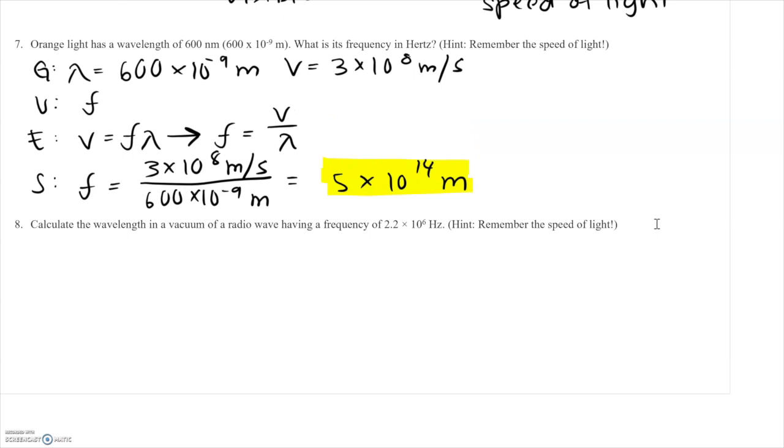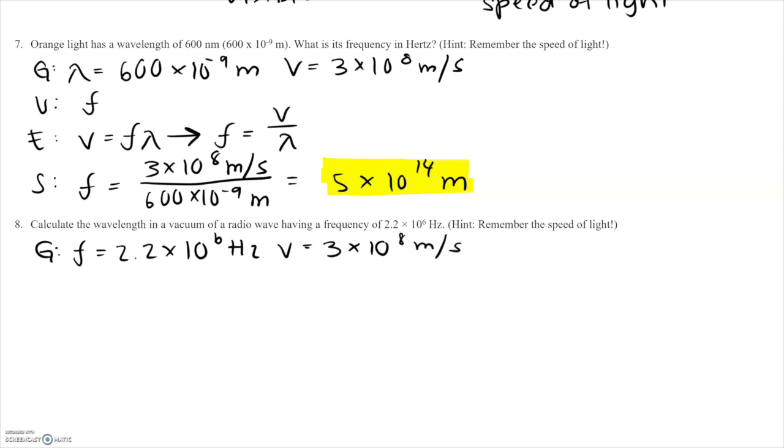And finally, we have number 8. Calculate the wavelength in a vacuum of a radio wave having a frequency of 2.2 times 10 to the 6 hertz. Remember the speed of light. So let's again start with our givens. We are given the frequency, which is 2.2 times 10 to the 6 hertz. We also know that the speed of light, which is the speed that all light is traveling at, as reviewed in numbers 5 and 6, is 3 times 10 to the 8 meters per second.